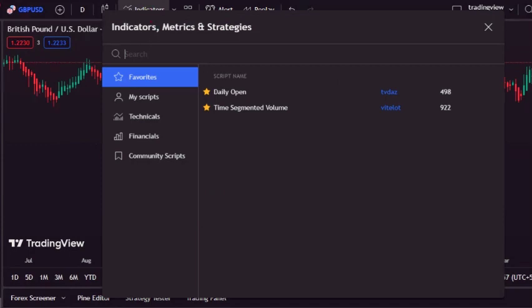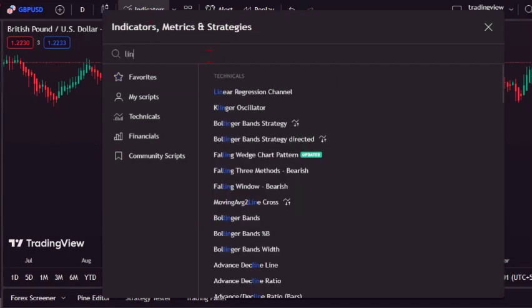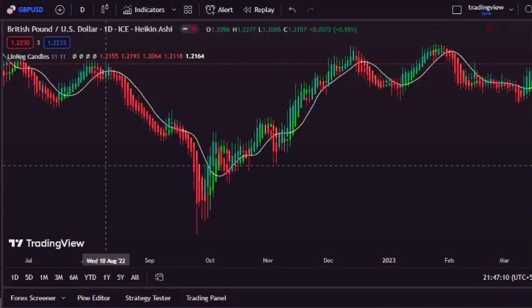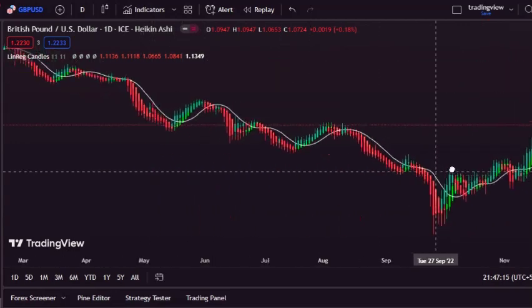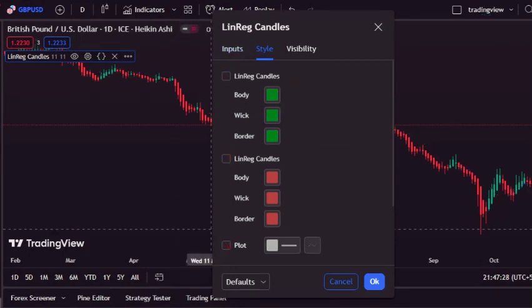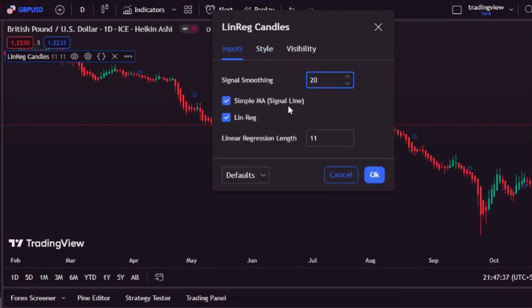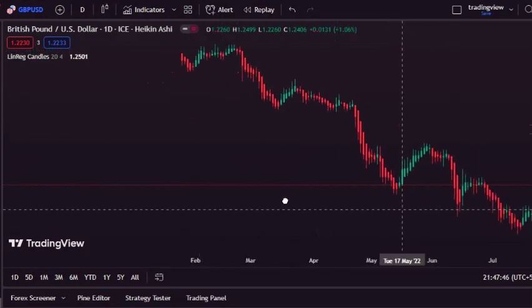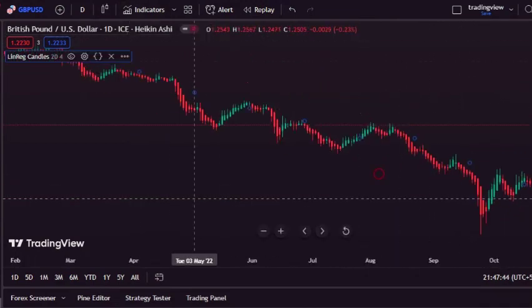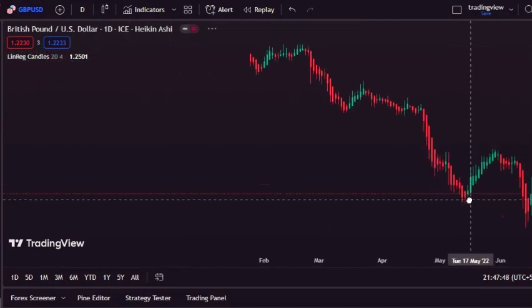Let's add our first indicator called linear regression candles. After adding that indicator, change its settings exactly as shown in this video. Now, what's the difference, you may think? I mean, it's showing the same chart as before, right? Well, this indicator will help us indirectly, not directly.